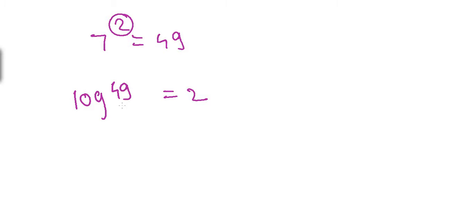So suppose I am writing 7 raised to 2 equal to 49. What's the log over here? The log is 2. Log is power. Power is 2. Whose log is 2? 49's log is 2. To what base? To the base 7. So log of 49 to the base 7 is equal to 2.